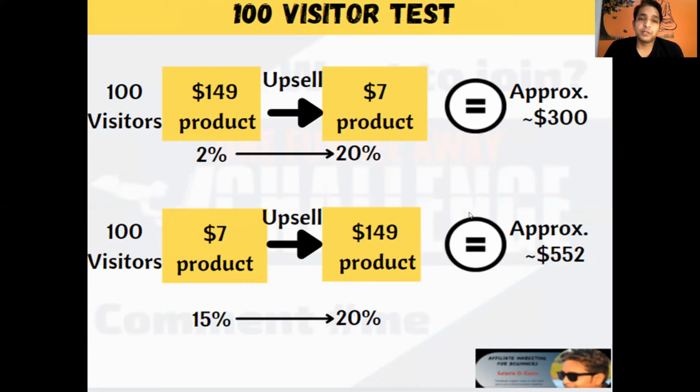And the upsell is 20% of that. What does 20% of two come to? It is not even one. It is only 0.4. So only 0.4 people bought the $7 product. It is almost nothing. If you are selling a $149 product and 2% of people buy it, you will get approximately $300, because the $7 product has nothing to do with it, as not even one person bought it. So from this deal they got around $300 in sales.